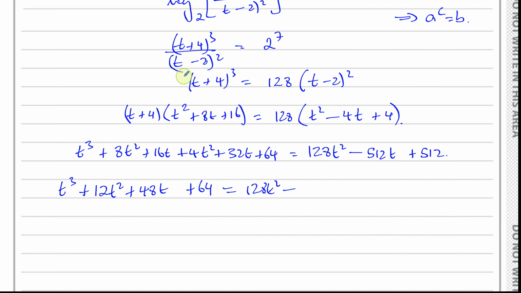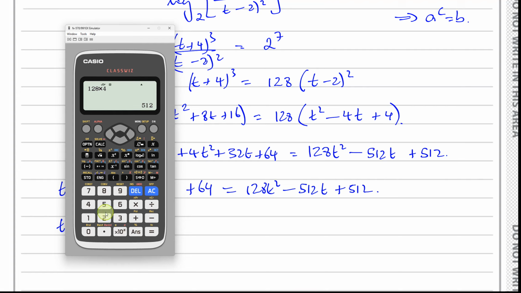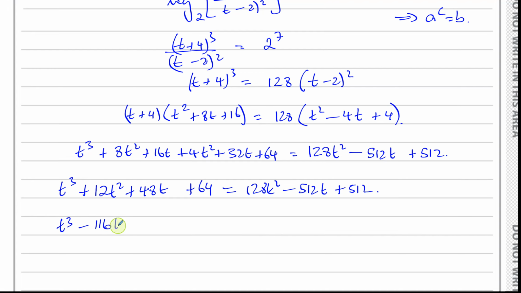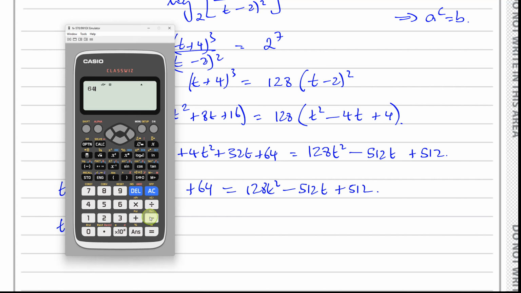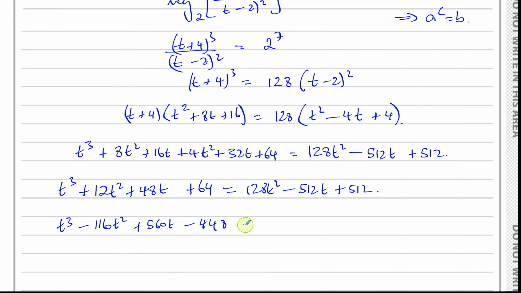512t plus 512. So now bringing everything onto one side, t cubed, you've got 12 minus 128, that gives you minus 116t squared. 48t plus 512, that's going to be 560t. And then you've got 64 minus 512, that gives you minus 448, is equal to 0.